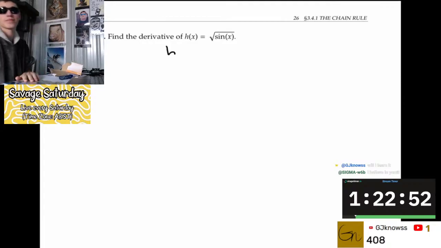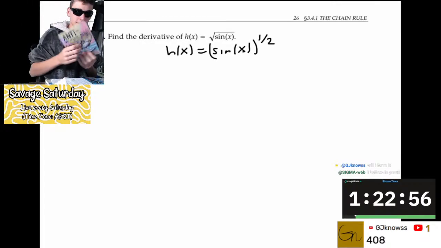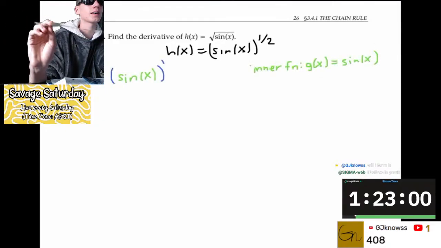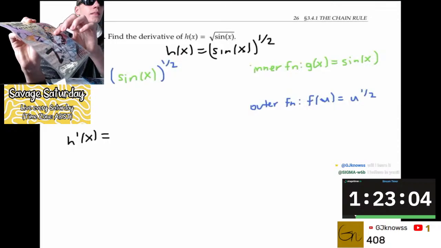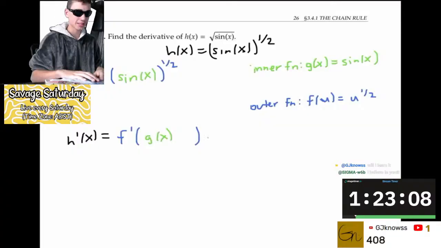Actually, I'm going to rewrite this as h of x equals sine x to the 1/2 power to make it easier to take derivatives. As a composition, we have the inner function as sine x and the outer function as the 1/2 power. So the chain rule tells us that to take h prime of x, you can take the derivative of the outer function, evaluate it on the inner function, and then multiply that by the derivative of the inner function.